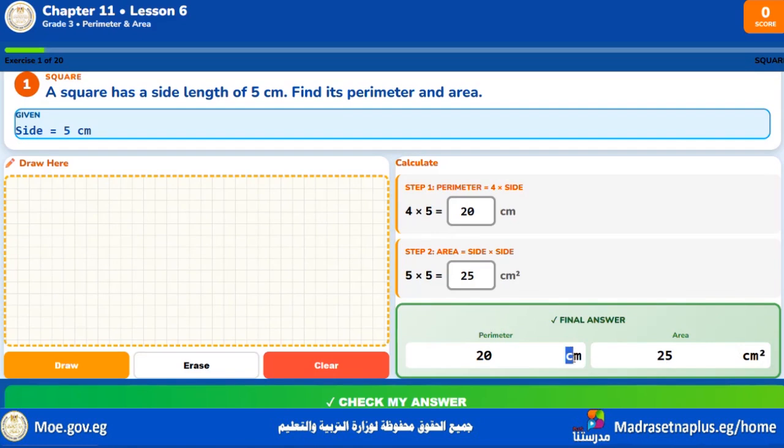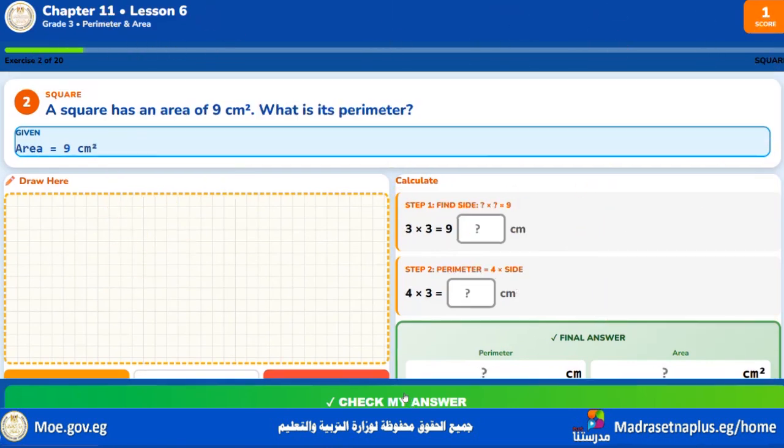Look at this unit, centimeters. That means length and the perimeter. Square centimeters means the area unit. Yes. Let's check. Good. Now another problem about a square with an area equal to 9 square centimeters.